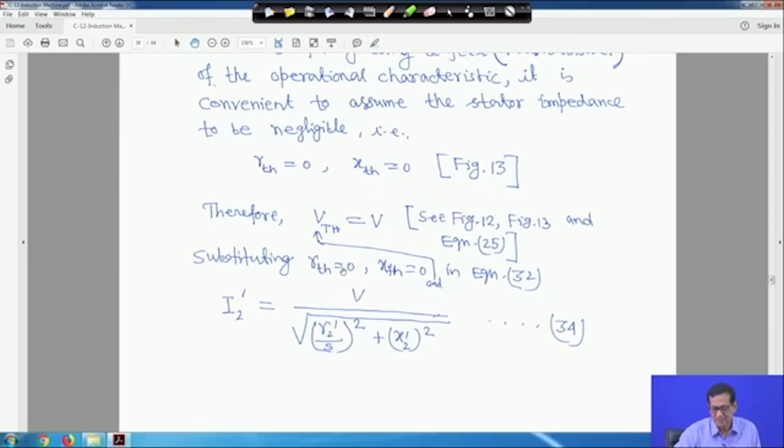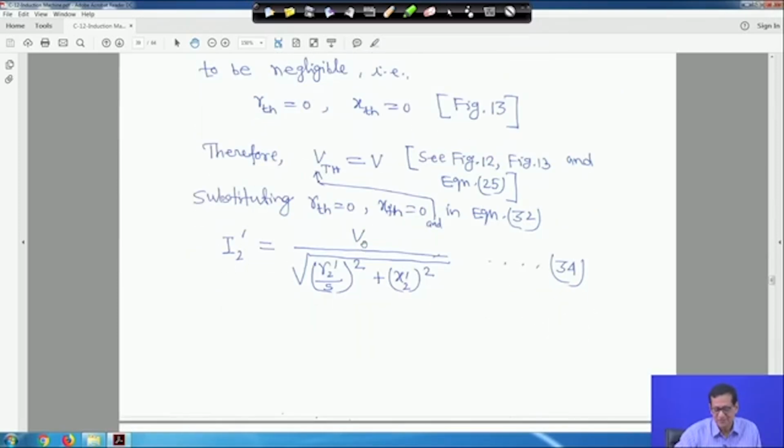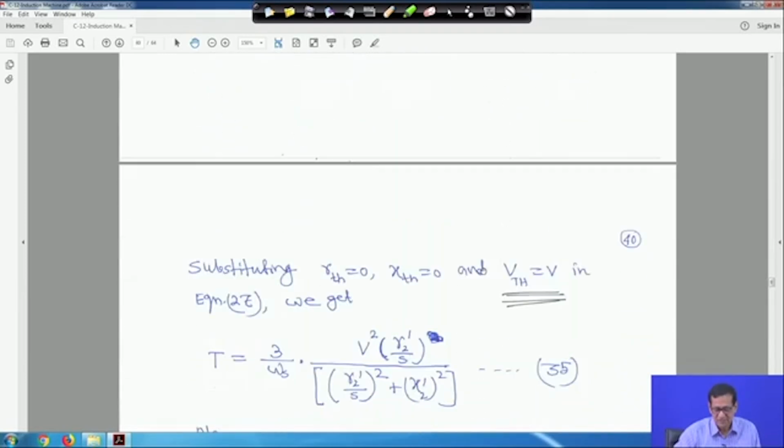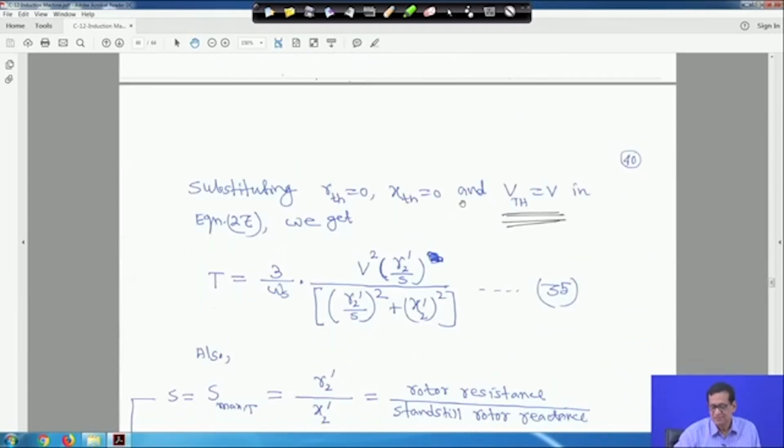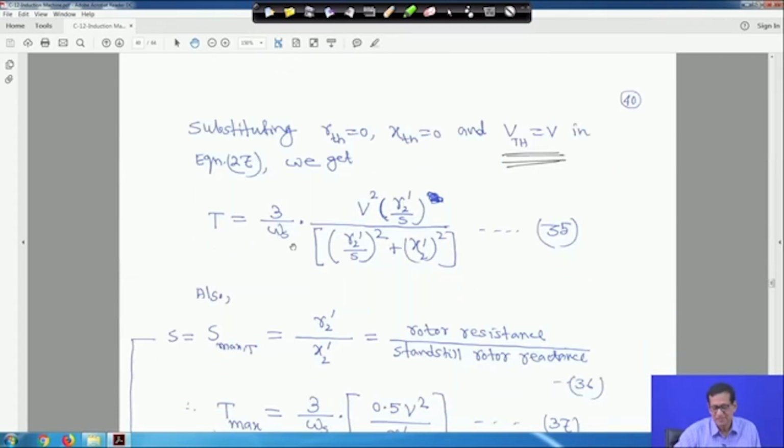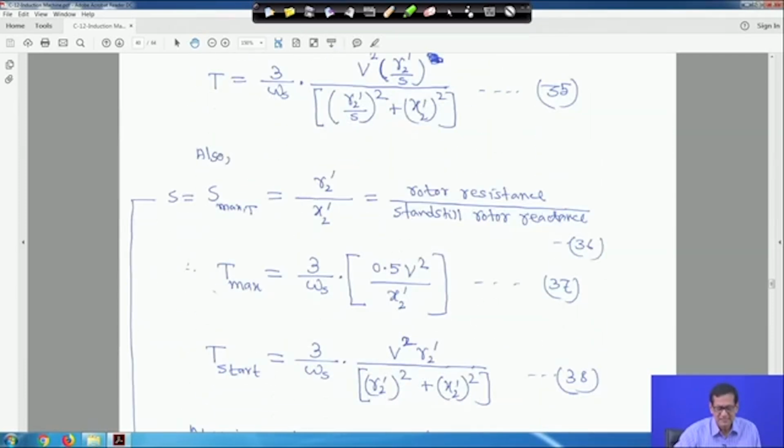Substituting R Thevenin 0 and X Thevenin 0 in equation 32, you will get I 2 dash equal to V upon root over R 2 dash upon S square plus X 2 dash square. This is equation 34, right. Substituting R Thevenin 0, X Thevenin 0 and V Thevenin equal to V in equation 27, you will get torque equal to 3 upon omega s into V square into R 2 dash upon S divided by this expression, right. So, this is equation 35. Now, also S equal to S max T, in that case, it will become R 2 dash upon X 2 dash.